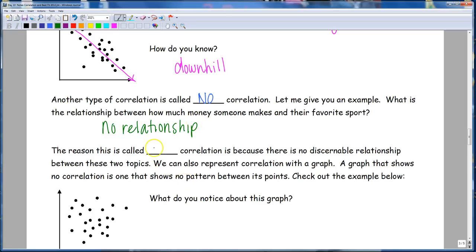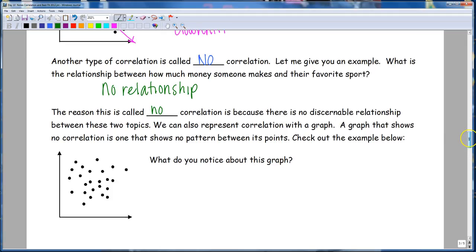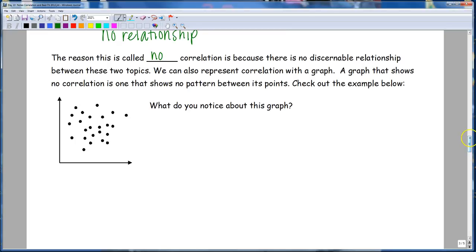So again, the reason this is called no correlation is because there is no discernible, meaning no obvious, relationship between these two topics. We can also represent correlation with a graph. A graph that shows no correlation is one that shows no pattern between its points. So if you look at this, all of these dots are just everywhere.